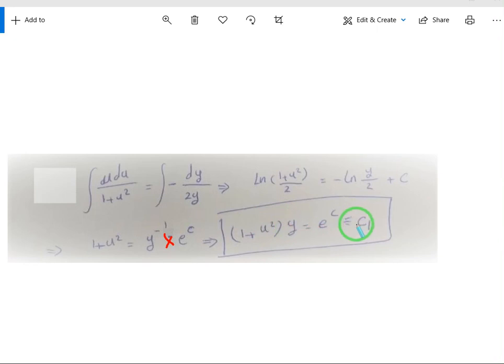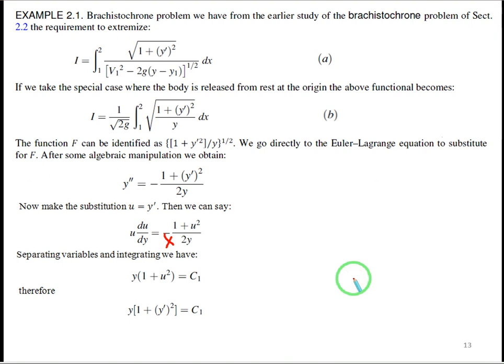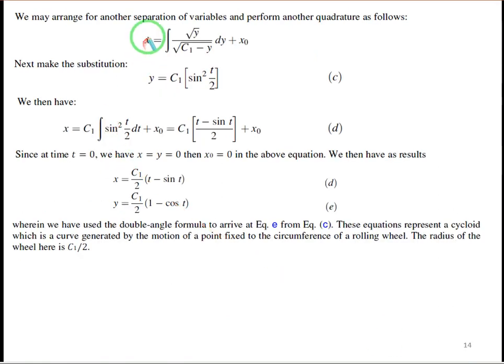This is the formulation which has been presented here in example 2.1 in your book. Okay, and from now on we can do some integrations to find the value of y of x. We replaced u by y dash and so on. If we do some integrations, we can find x as a function of y by these equations.